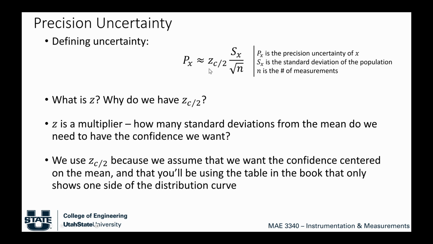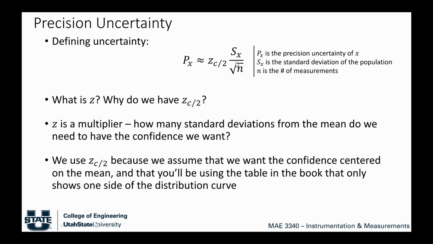And like we've seen before, we've got our z value here, which is dictated by our confidence that we select. And we have this divided by 2 because the table that we use shows half of the distribution, or half of the area under the curve, table 3.2. And so that's why we have this confidence divided by 2, so we can utilize that table. And so our z value times our standard deviation.